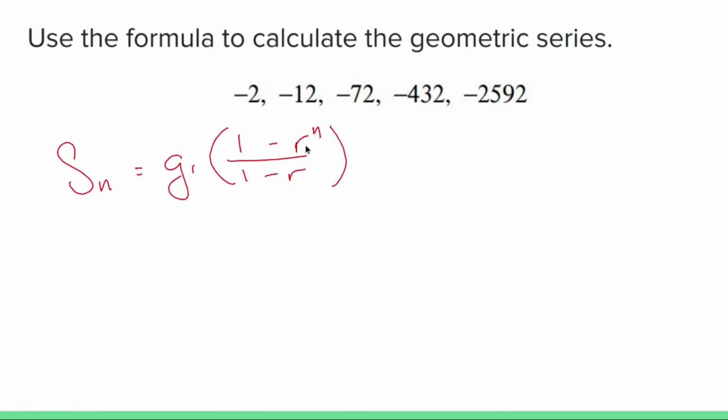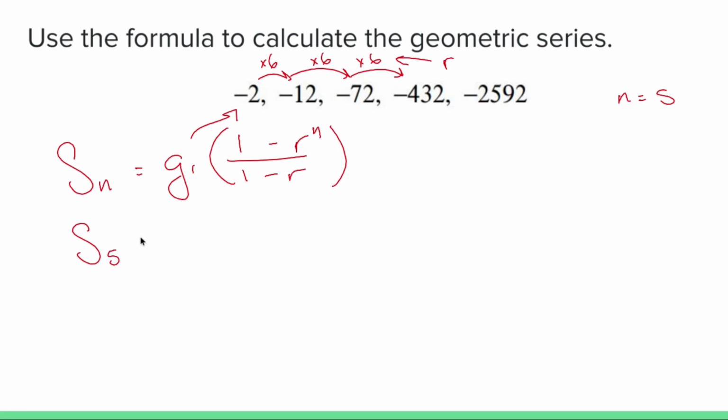Now, what is r? What is n? Well, n is the number of terms that we're talking about. 1, 2, 3, 4, 5, so n is 5. Okay, G sub 1 is the first term, like I said, so that's going to be negative 2. And what else? We've got r, which is what you multiply to get from one term to the next. Okay, that's my common ratio. If I multiply everything by 6, we get from one term to the next, so 6 is going to be my r.